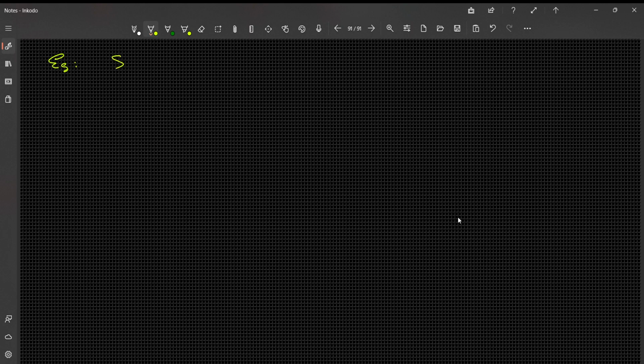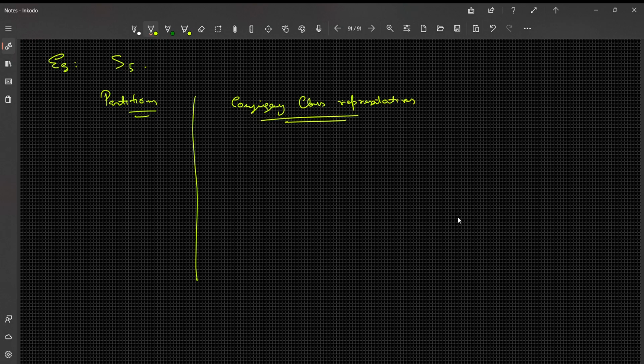So observe, suppose you consider S5. What are the conjugacy classes of S5? Let's come up with that. What are the possible partitions of S5, and what are the conjugacy class representatives? You can think of them as the element whose conjugacy class we are considering.